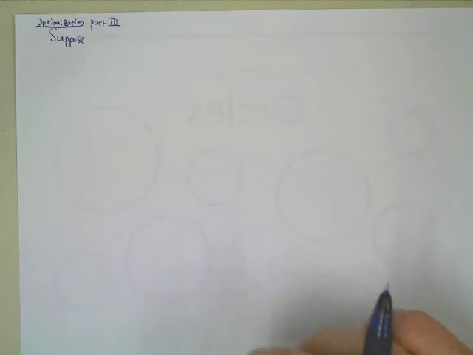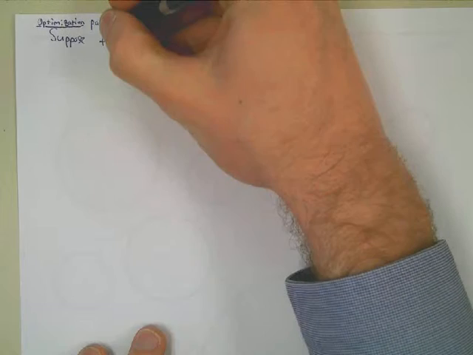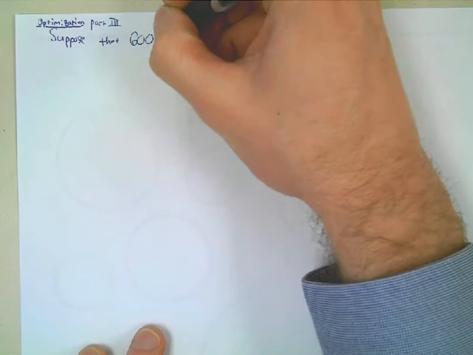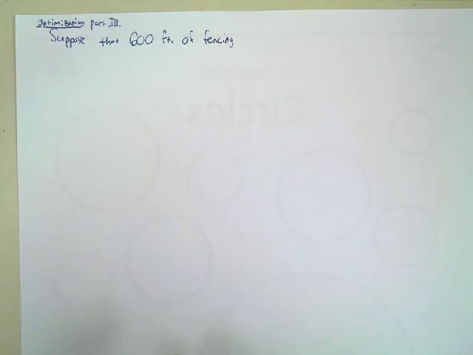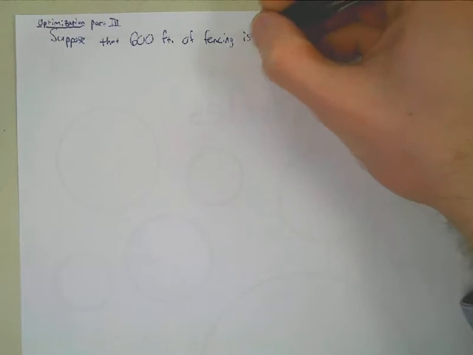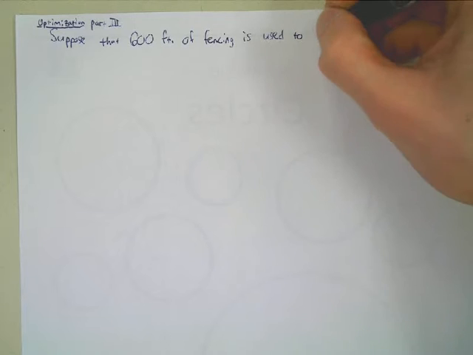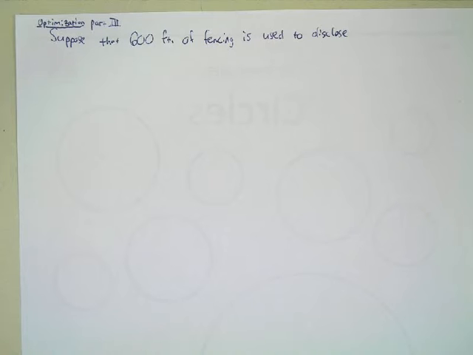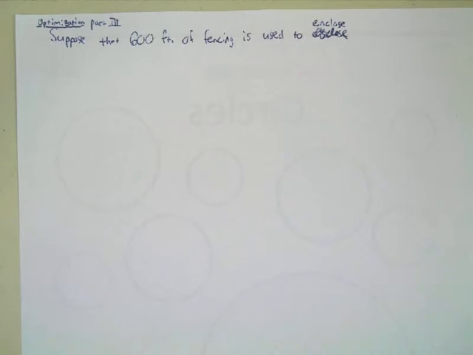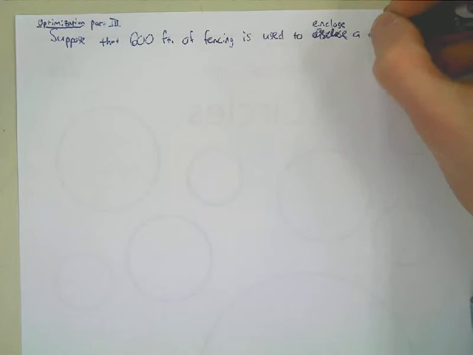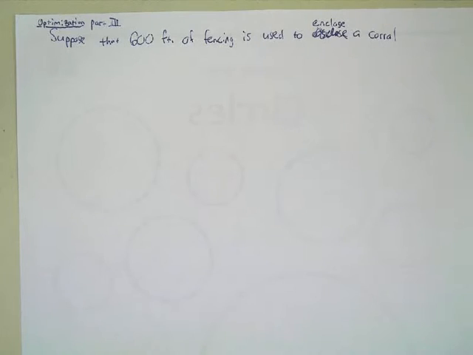Okay, so suppose, optimization, part 3 here. Suppose that 600 feet of fencing is used to enclose a corral in the shape. This lends itself to perimeters and areas and things. This may actually benefit Ryan, who is having difficulty with one of those semicircle problems.